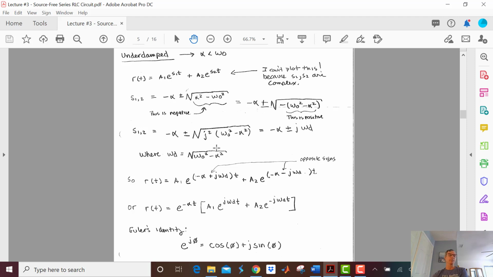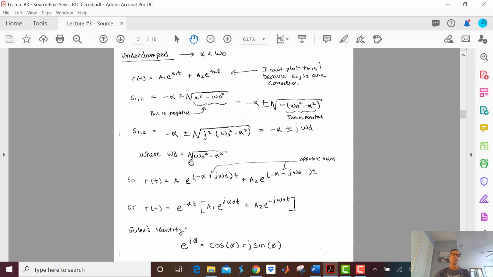MATLAB takes either, because mathematicians use it and electrical engineers use it. Bottom line, we got a j squared here. We can take the square root of j squared and put it outside the square root. So we can do that, and we end up with minus alpha, plus or minus j, and here is another toadstool.